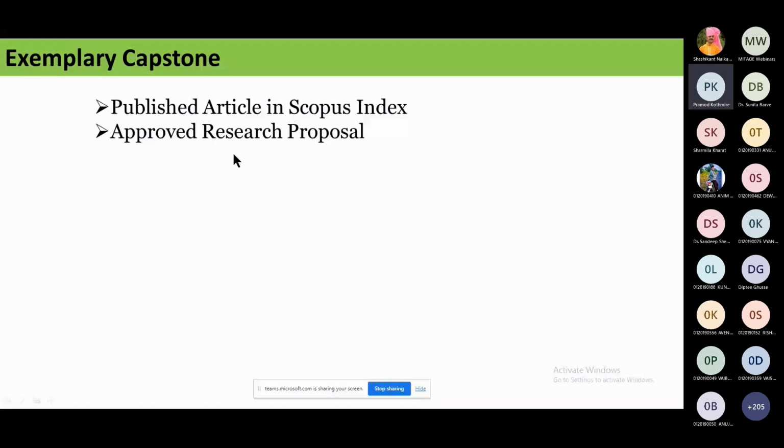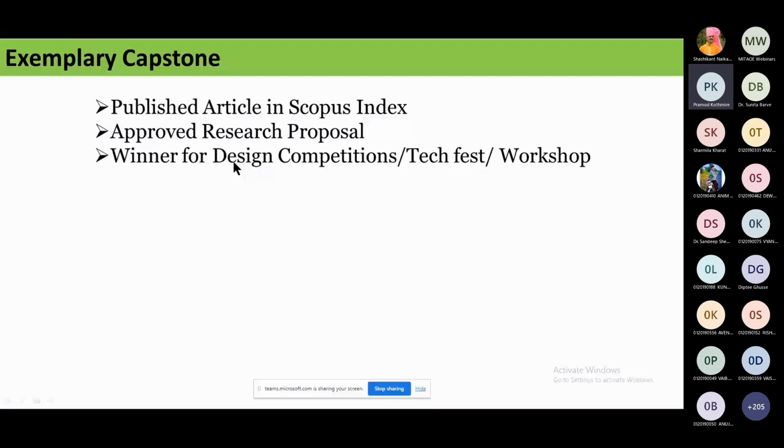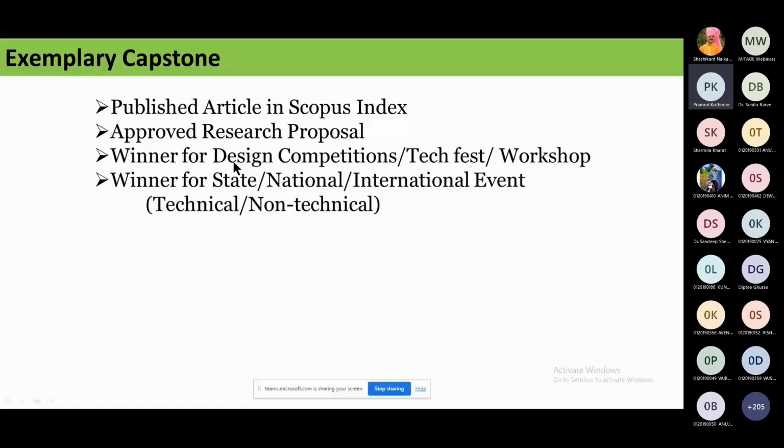If he is a winner of any design competition or any tech fest or any workshop, any event, technical as well as non-technical, it can be sports also, at state, national and international level, he can skip review 2.